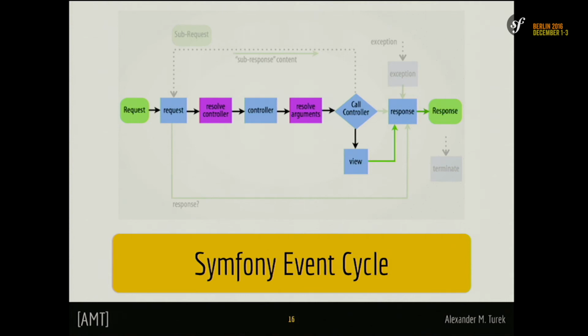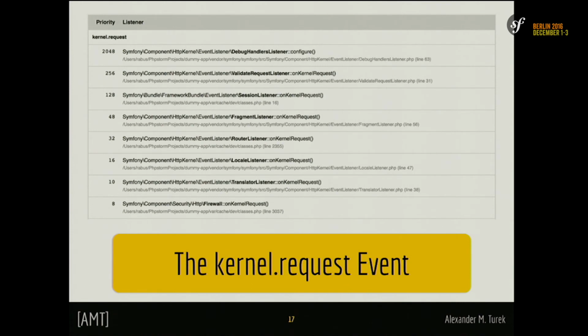But first of all, if you take the kernel request event, and this screenshot is taken from a plain Symfony standard distribution, then those are the priorities that you have. And we can see here that we have the router that tries to resolve the request, and below here we have the firewall that actually does the authentication.